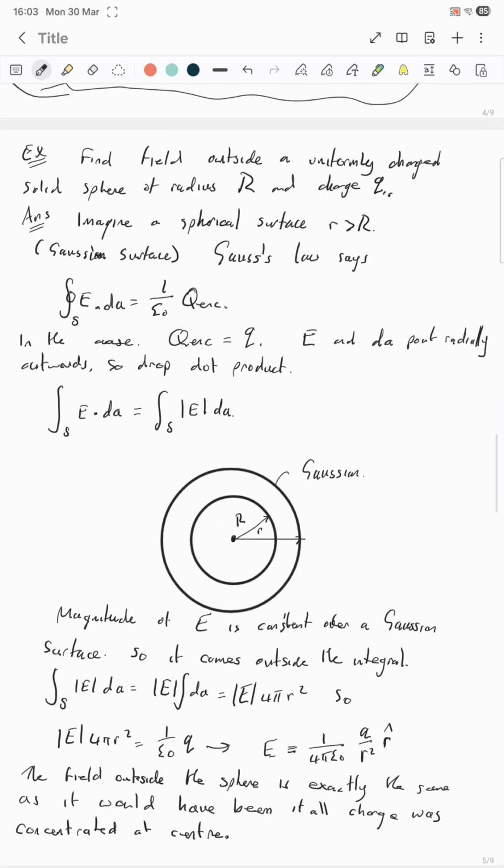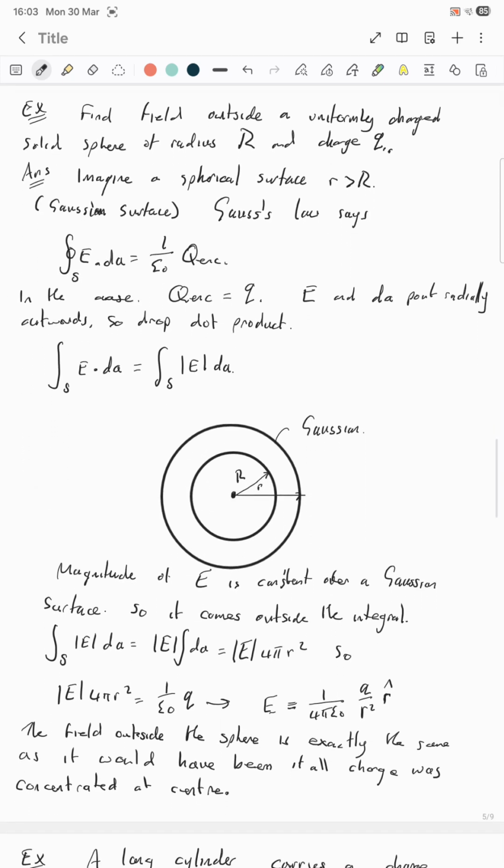Now, here's an example. We'll find the field outside a uniformly charged solid sphere of radius uppercase R and charge lowercase q. The answer: imagine a sphere of radius r greater than uppercase R. Then Gauss's law says that we have this relation here. In the case where our enclosed charge is simply the same as our point charge, our electric field and our differential area point radially outwards, so we can drop the dot product altogether, and we'll get this relation here.